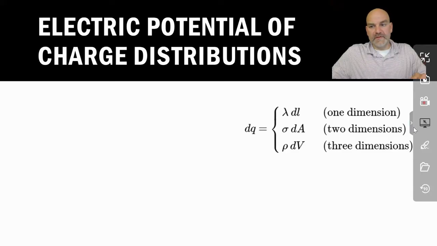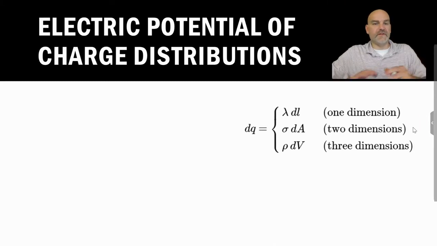All right, welcome back to AP Physics C. Just clearing some stuff off the screen there, sorry. So AP Physics C, Unit 1 for electricity, magnetism, electrostatics. This is the last video where we're going to focus on the electric potential of different charge distributions.